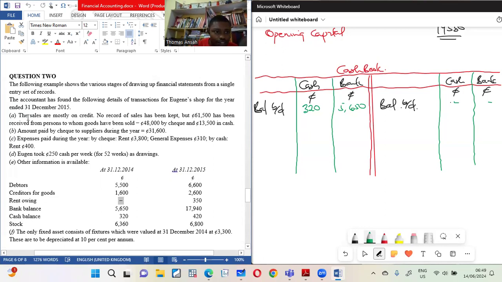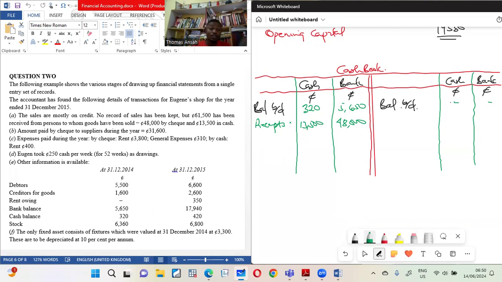This one says that they've not been keeping sales records, but 61,500 has been received from persons to whom goods have been sold. So right there, we know that goods have been sold to somebody and they received 61,500. And he said that the amount can be broken down. So you have here receipts. The receipts that we have, 48,000 is by check. Then 13,500 is by bank.